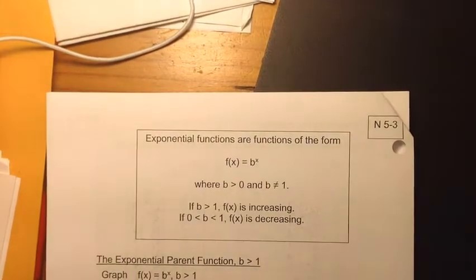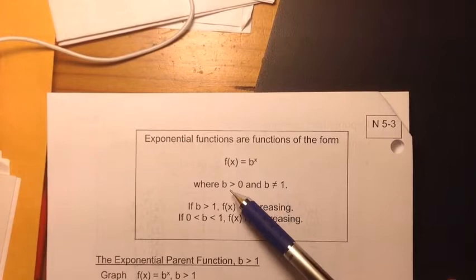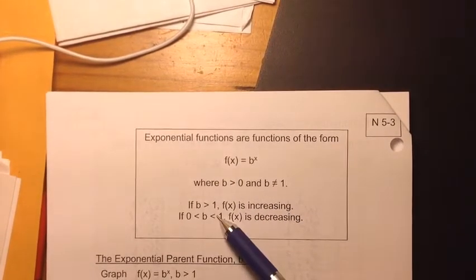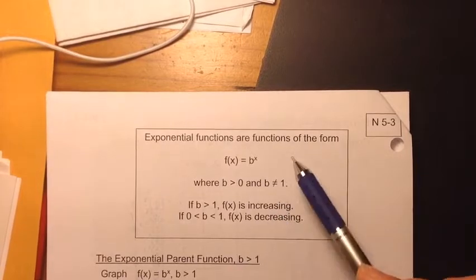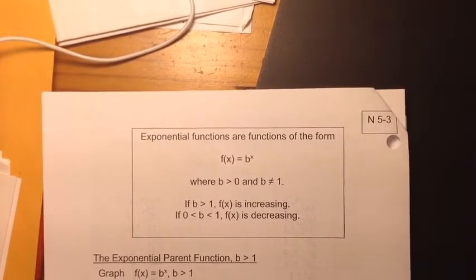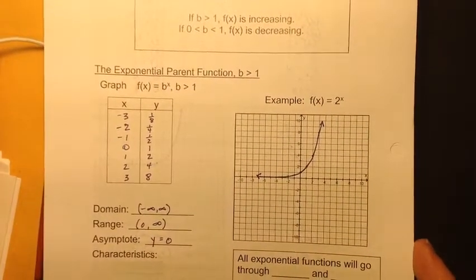So, exponential functions are functions of the form f of x equals b to the x power, where b is positive and b does not equal 1. If b is greater than 1, we get an increasing function. If b is between 0 and 1, we get a decreasing function. So first we're going to look at the increasing. b is greater than 1. And again, I already filled this out.